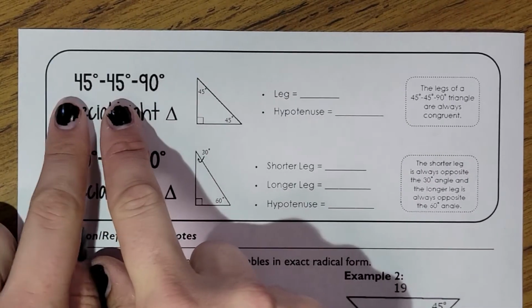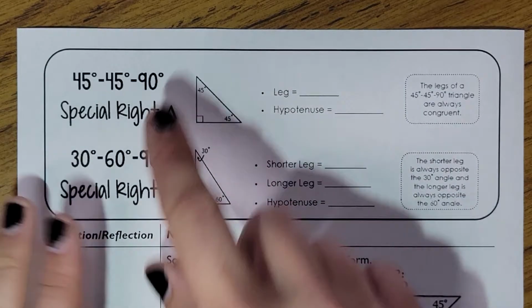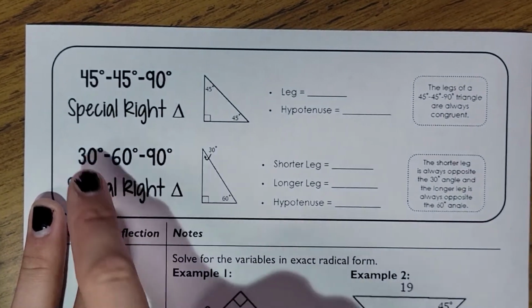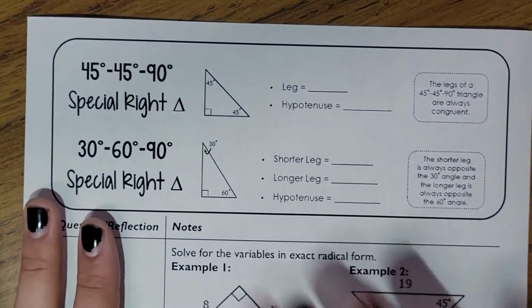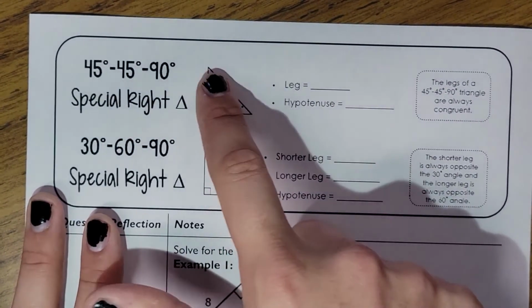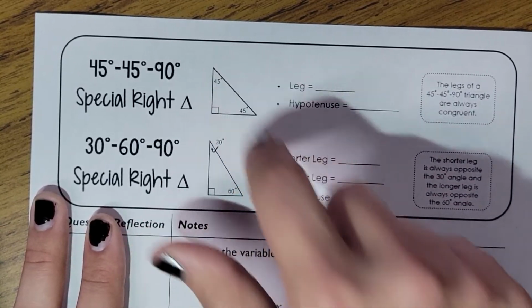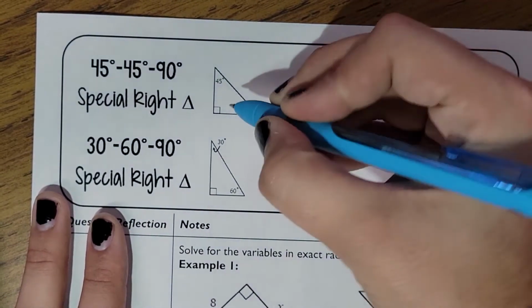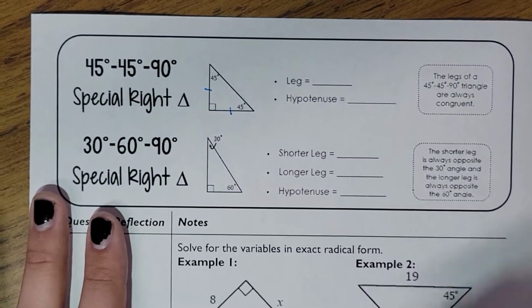So, the 45-45-90 special right triangle. These are the degrees of your triangle, right? 45 plus 45 is 90, 90 plus 90 is 180, so it makes up the 180 of a triangle. 30 plus 60 is 90, 90 plus 90 is 180, it also makes up the 180 of a triangle. So these are special triangle cases. In this one, you can see that both of the two acute angles are equal, so the legs also have to be equal. It creates an isosceles right triangle.